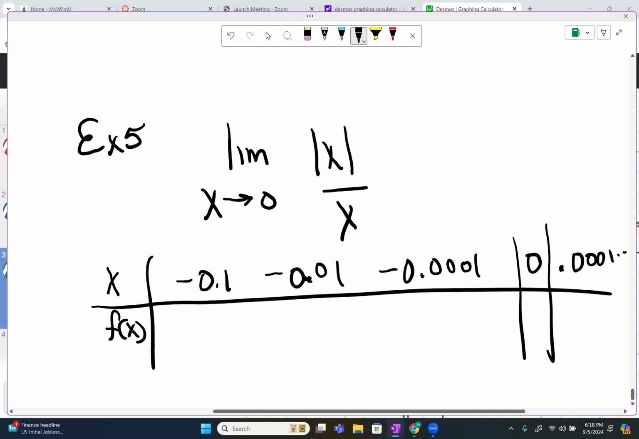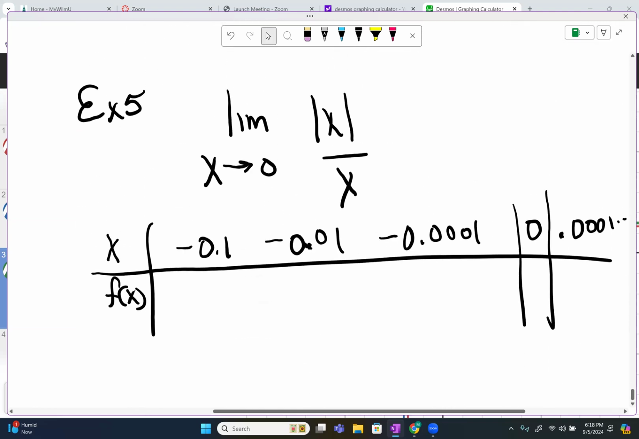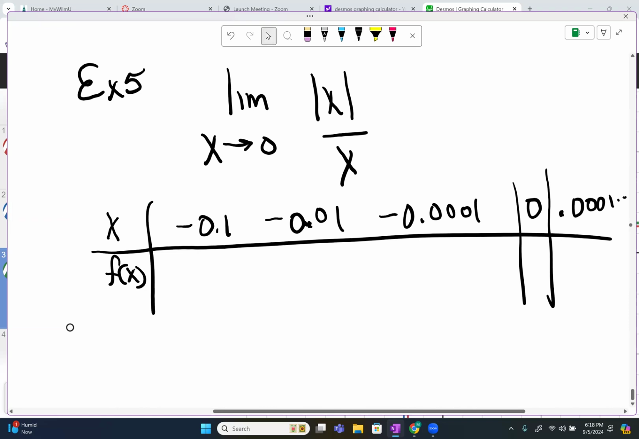So you plug in negative 1, negative 0.1, and you're going to get negative 1 for y. Same thing goes for the bigger ones, 0.01 and negative 0.0001, same thing, you get negative 1. Same thing over here, you will get positive 1. But the thing is here, there's nothing. In this case, you would say it does not exist.